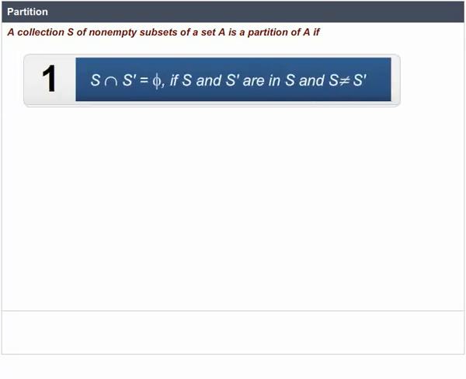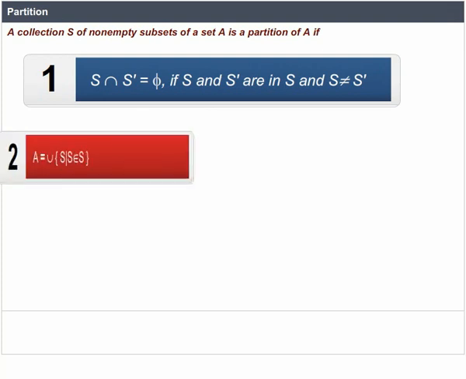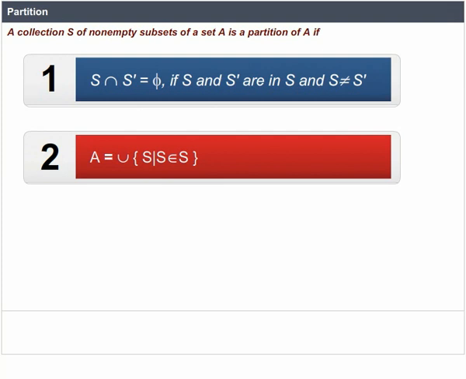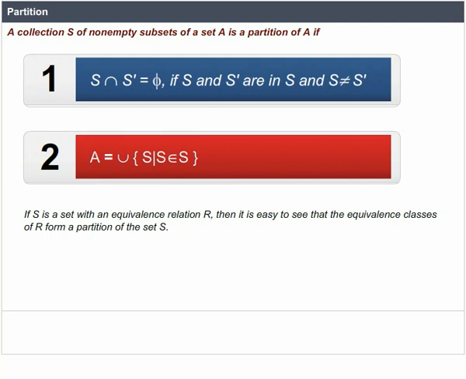Partition. A collection S of non-empty subsets of a set A is a partition of A if, number 1, S intersection S dash equals empty, if S and S dash are in S and S is not equal to S dash. Number 2, A equals the union of S such that S belongs to S. If S is a set with an equivalence relation R, then it is easy to see that the equivalence classes of R form a partition of the set S.